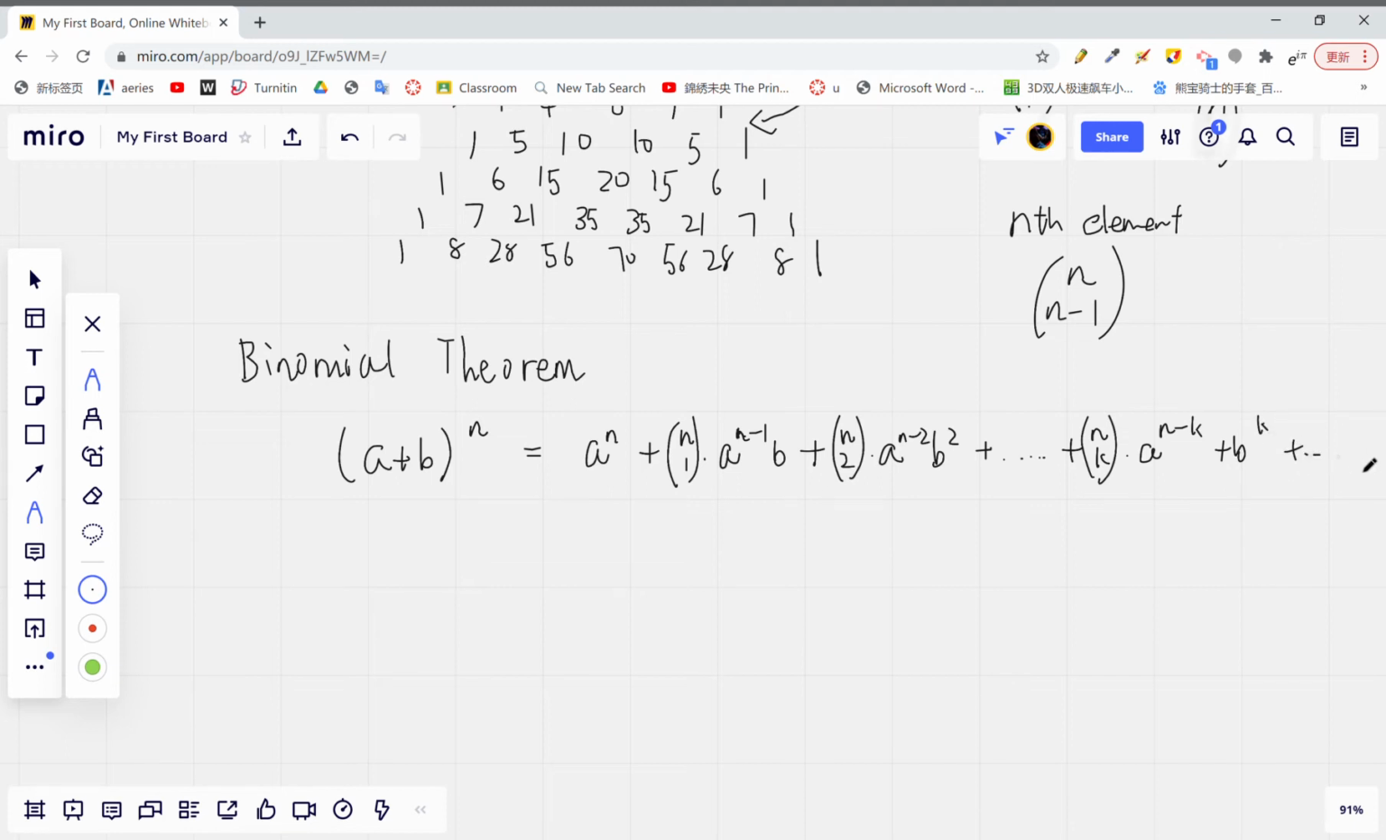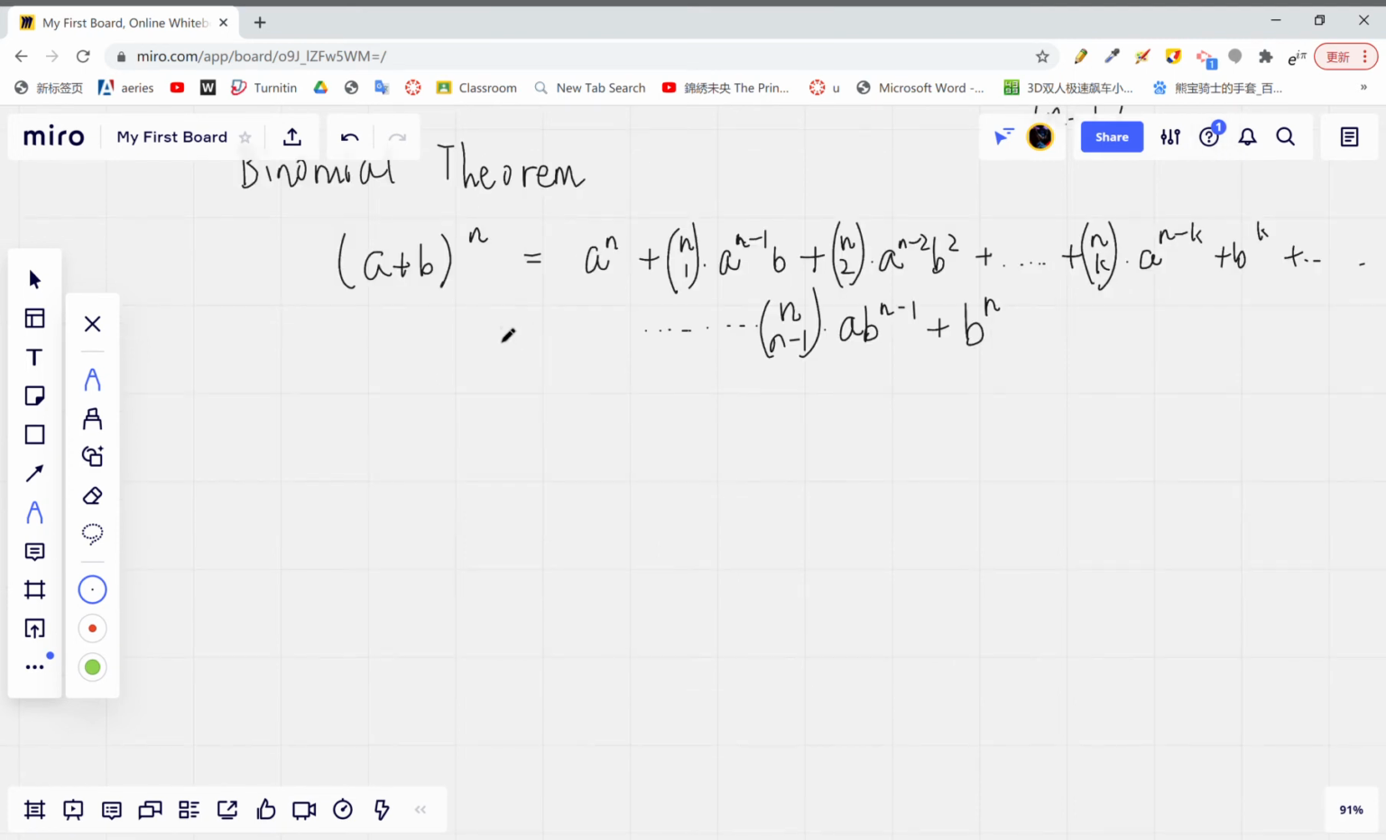And we continue for all terms. Then we finally have n choose n minus 1 times a times b to the n minus 1 power, and plus n choose n, which is 1 so we don't have to write it, and lastly we have b to the nth power. So this is the whole binomial theorem, and this is pretty useful in problem solving.